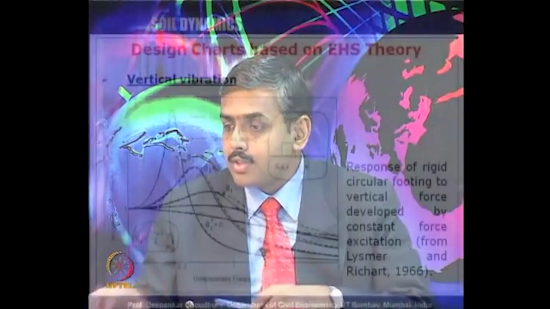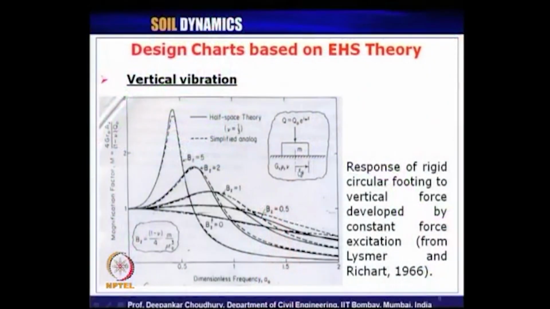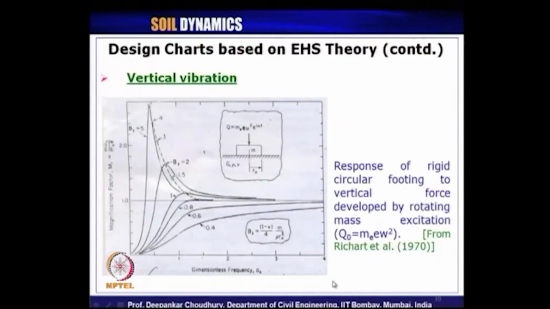Now, coming to this slide again, what we had discussed just now, for vertical mode of vibration with constant force type excitation, this is how the Reisner model has been compared with Leismer analog, simplified analog. Similarly, for rotating mass type excitation also, they have been compared pretty well for vertical mode of vibration. Fine? Okay. So, with this we will stop our lecture today. We will continue further in the next class.